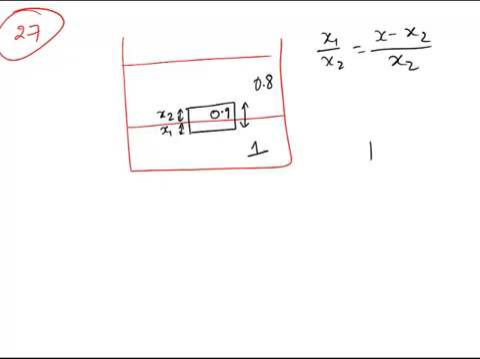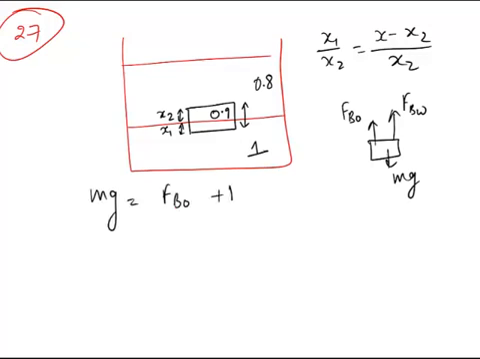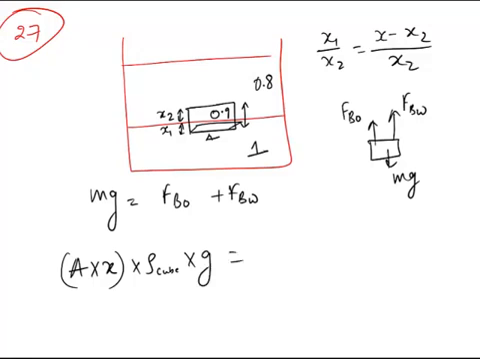So let's try to make the FBD of it. On this body there are three forces. First is buoyant force by oil, then there is buoyant force by water, and finally mg is acting downwards. So you can say mg equals buoyant force by oil plus buoyant force by water. Now let's say area of this cube was A, so area into x, which is volume of the cube, into density of the cube, into G is basically mg.